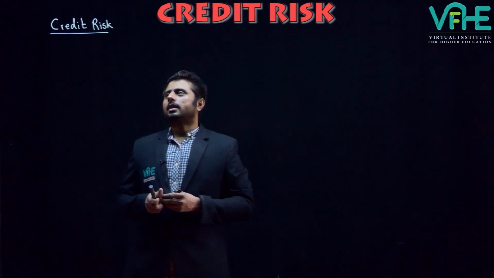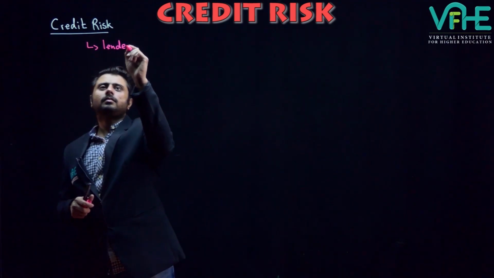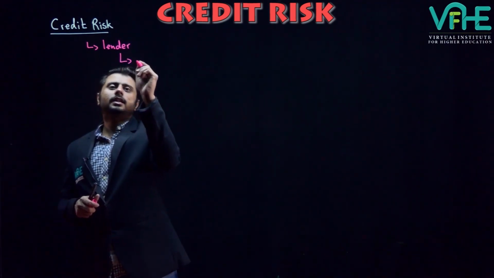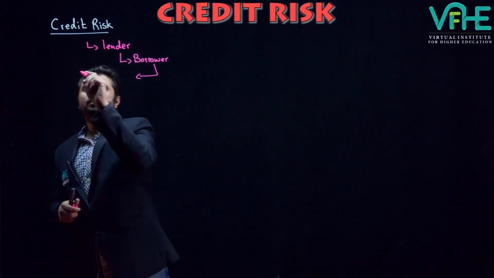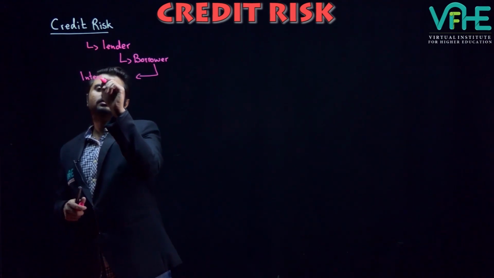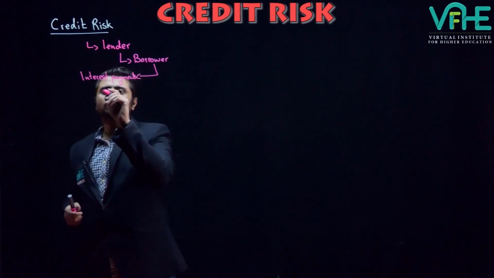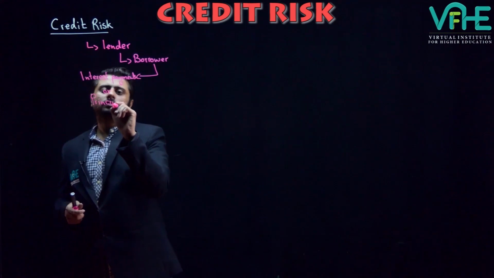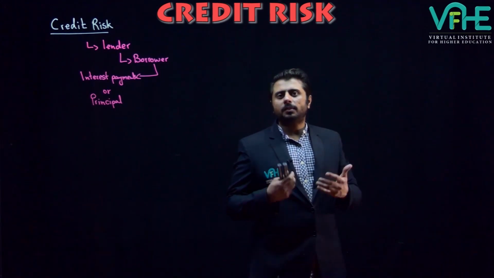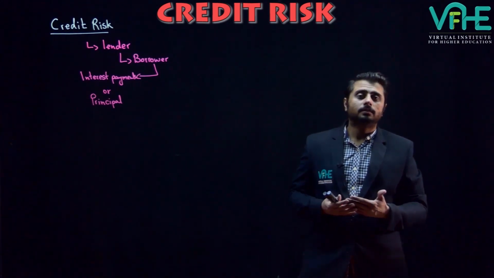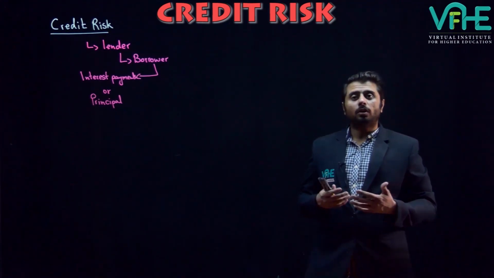So basically, credit risk is a risk that the lender undertakes, and it is the risk that the borrower may not be able to make the interest payments or the principal amount that has to be repaid, or both of them. Whenever you are providing loan to a company or to someone, there is always such type of risk involved that the borrower may not be able to pay.